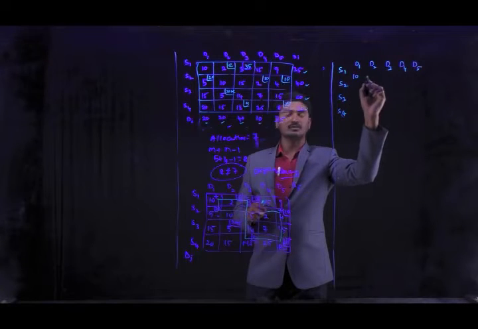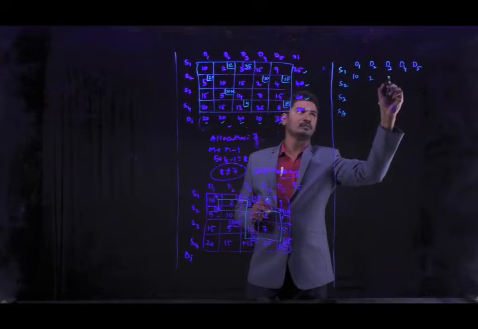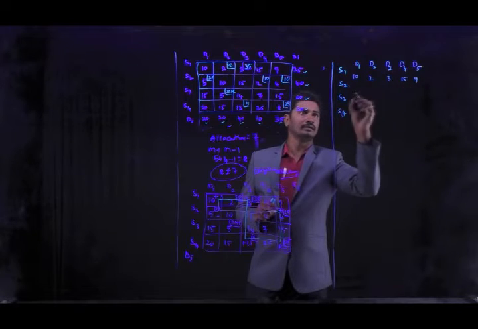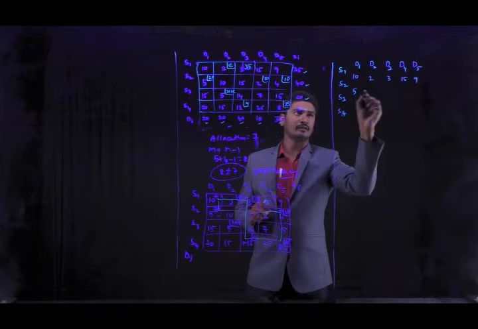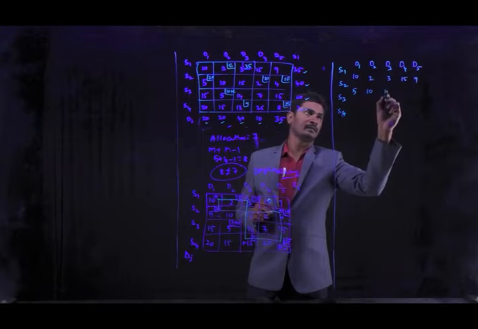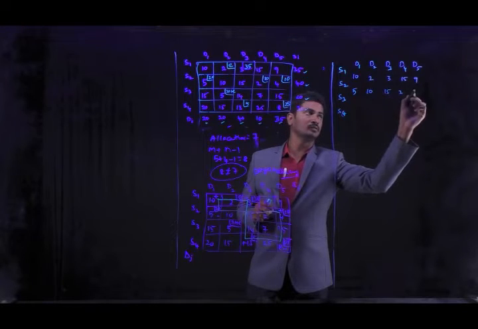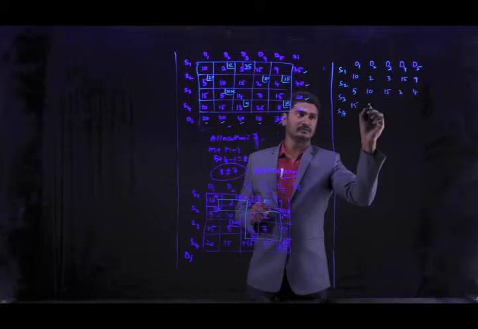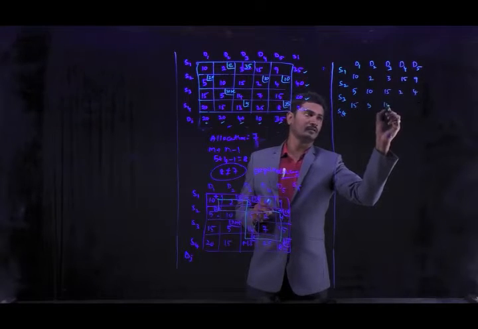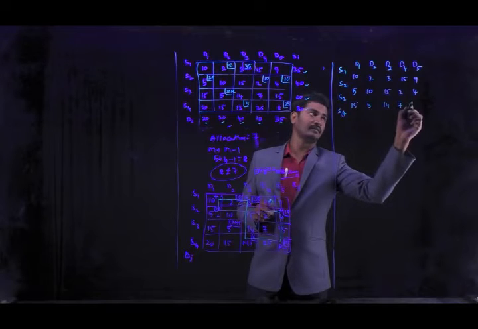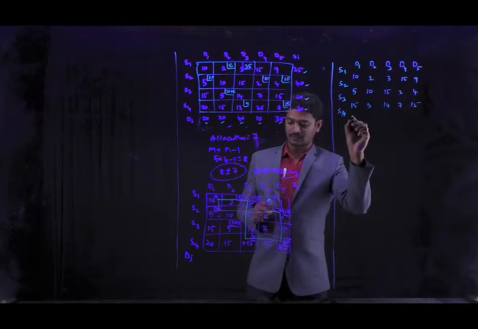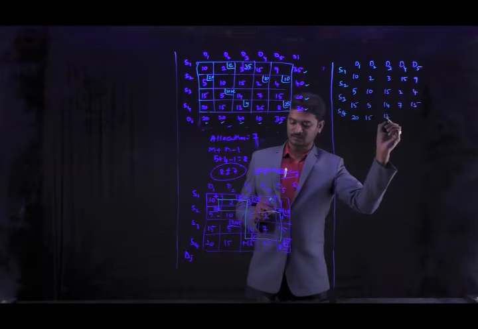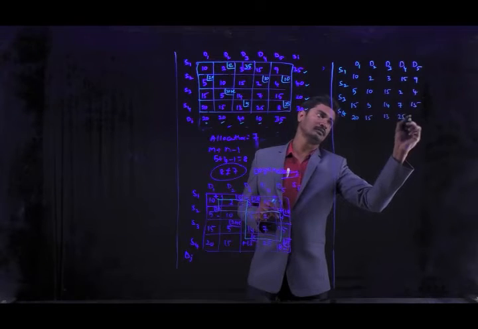If I have 10, 2, 3, 15, 9 here, 5, 10, 15, 2, 4 here, 15, 5, 14, 7, 15, and here 20, 15, 13, 25, 8.